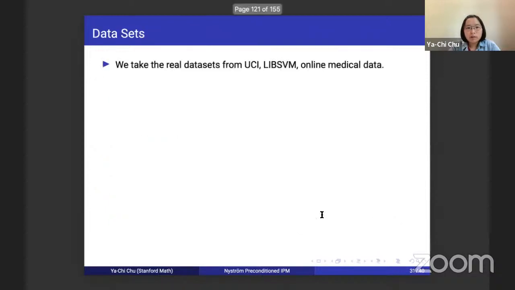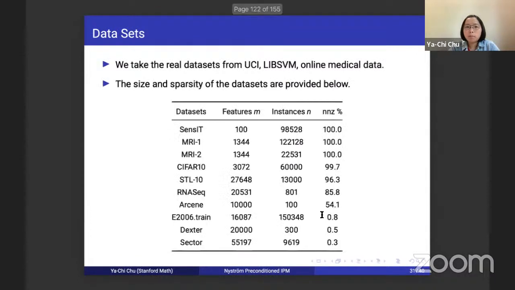Okay. And then in our results, we use some real data sets from UCI or LIBSVM or some neuroimaging data online. So this is the data set we test. It contains some wide data sets and also some tall data sets. And this is ordered from dense data sets to very sparse data sets. We will see the performance of Nystrom approximation on a sparse data set as well, although we don't expect it to be a very good choice.